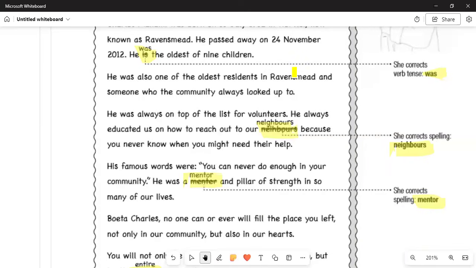His famous words were, you can never do enough in your community. He was a mentor and the pillar of strength in so many of our lives. So what is correct here is the mentor here. So you can see it's replaced and there is a mentor that is written there correctly.